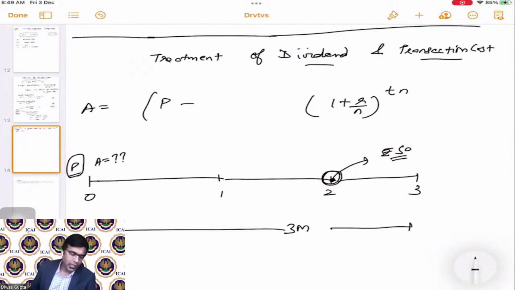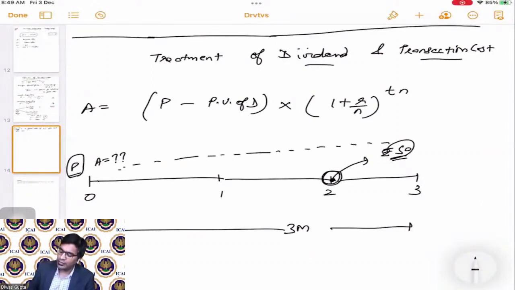So I'll just write the formula and then I'll explain it later. Present value of dividend, and it will be multiplied by (1 + R/N)^Tn. So students, now please note, first of all, this 50 rupees as a value, we will take it to the 0 day, which is today. We will discount this 50 rupees as on today. And whatever is the value as on today, we will reduce it from there and then take the future value of that after 3 months.